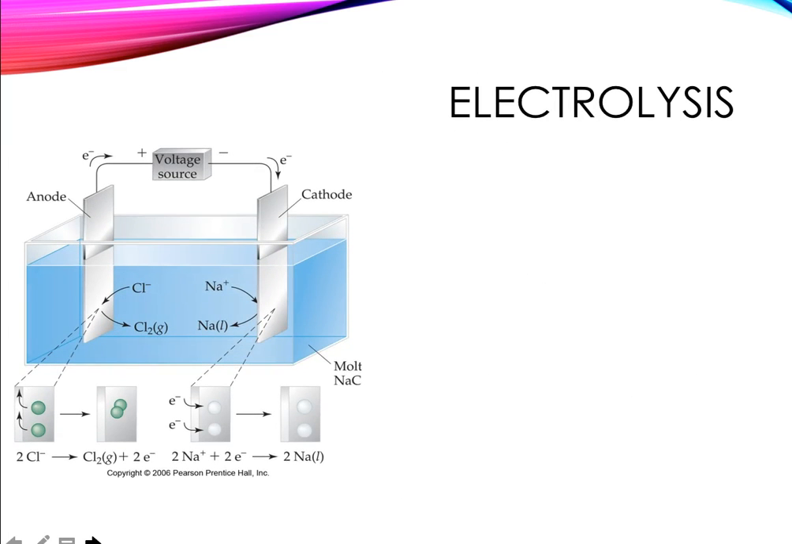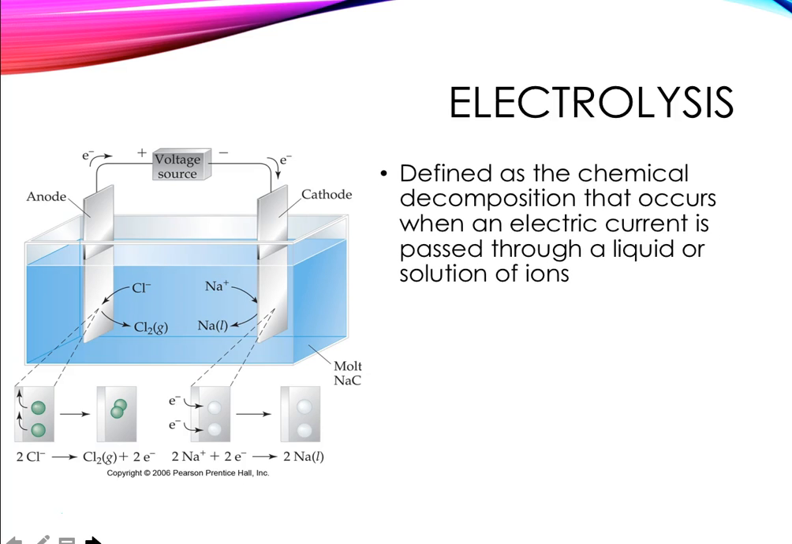All right, let's go on and talk about electrolysis a little bit more. Essentially what we're doing is driving a decomposition reaction. In this image, we've got sodium ions and chloride ions in solution, and we are passing an electrical current through, and the chemical reaction that occurs is the electrolysis reaction. So in this case, we're taking chloride ions and making chlorine gas.